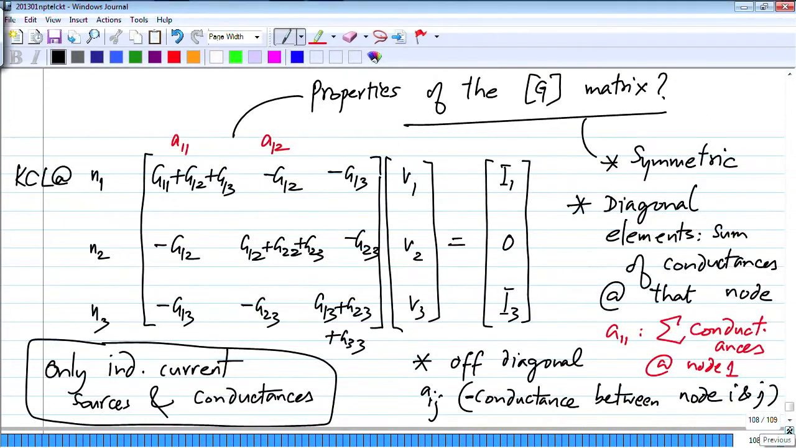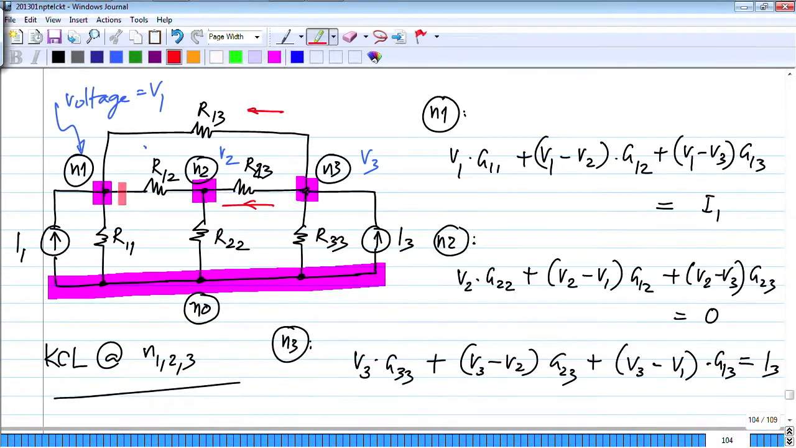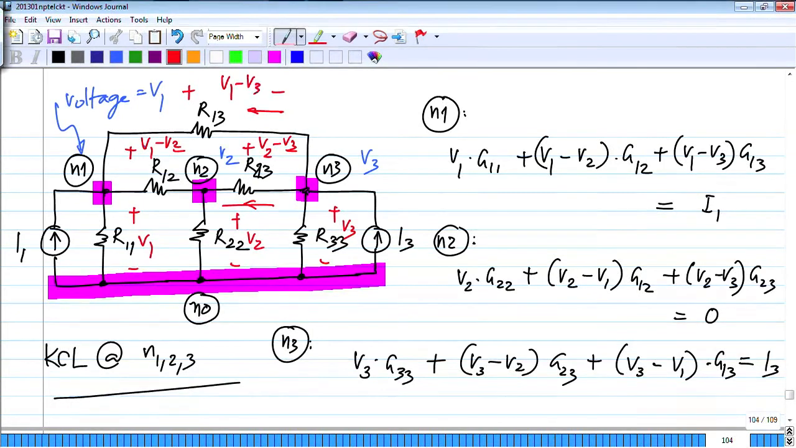Now if you want to find all the branch voltages, that's very easy. For instance, the voltage across R11 is nothing but the voltage between node 1 and node 0. I've already called this V1, that is the voltage between N1 and N0 is V1, N2 and N0 is V2, and N3 and N0 is V3. So the voltage across R11 is V1, R22 is V2, R33 is V3. Across R12 it is V1 minus V2 in this direction. Across R23 it is V2 minus V3, and across R13 it is V1 minus V3.